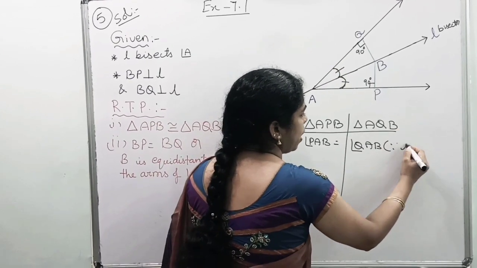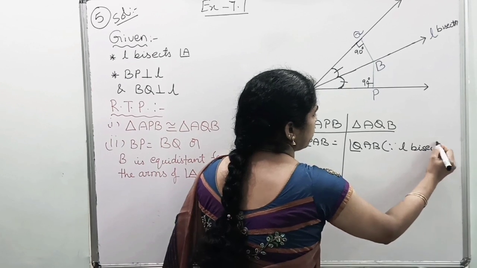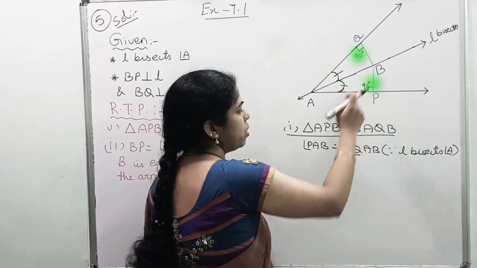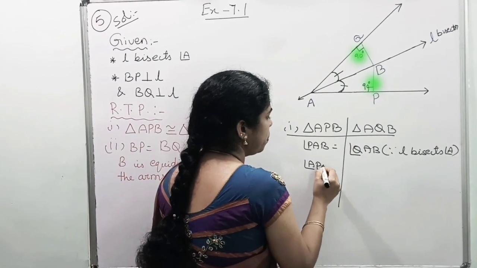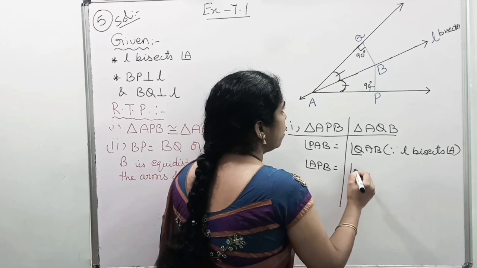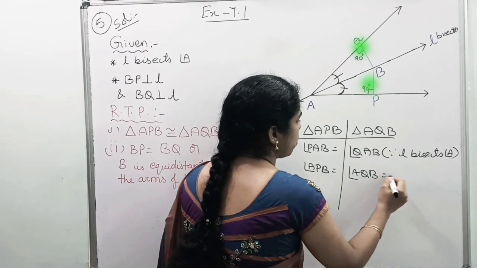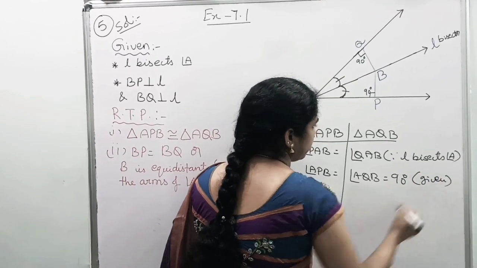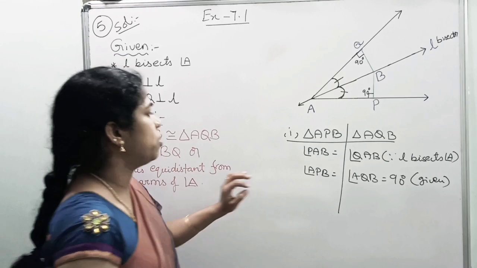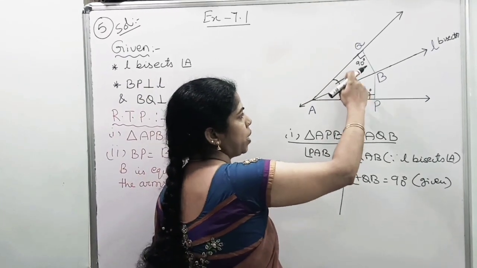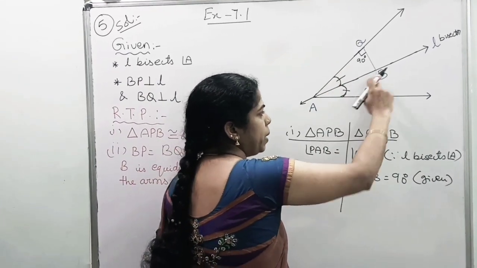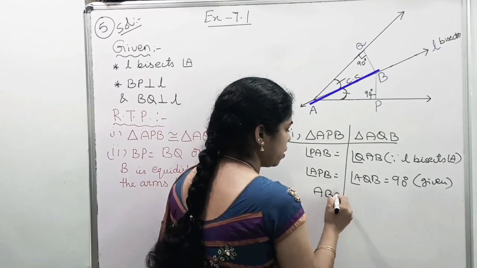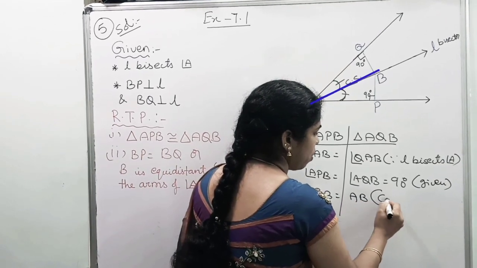Since L bisects angle A. Next equal part is 90 degrees. That is angle APB is equal to angle AQB is equal to 90 degrees. This is also given. Next part we need to identify. If you observe these two triangles, AB is common side for both the triangles. That means AB is equal to AB, common side.